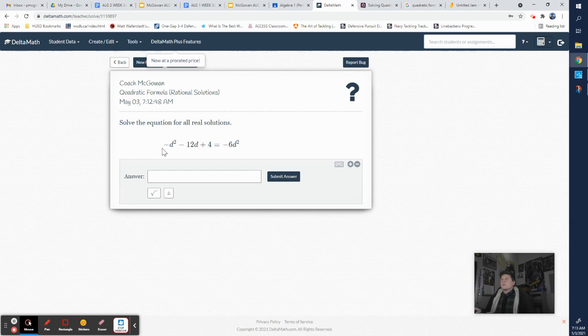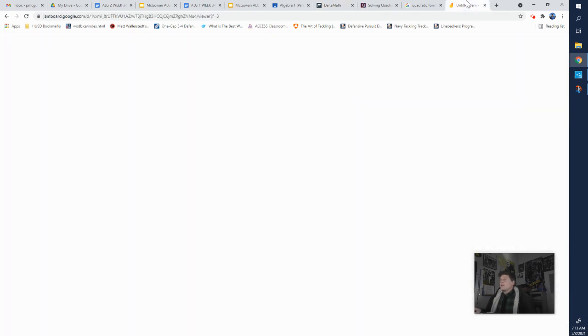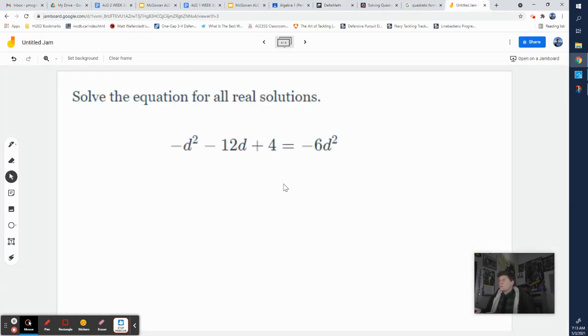Okay, so let's work with this one here. We've got negative d squared minus 12d plus 4 equals negative 6d squared. So taking that and working on it on our Jamboard so you can see it all, let's get this thing solved out.